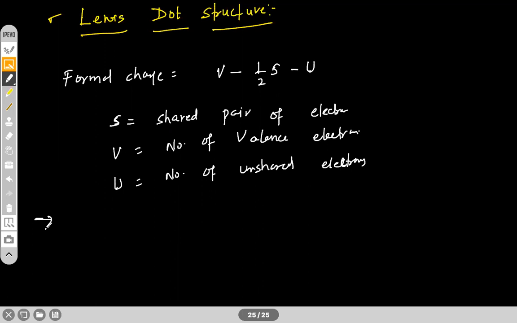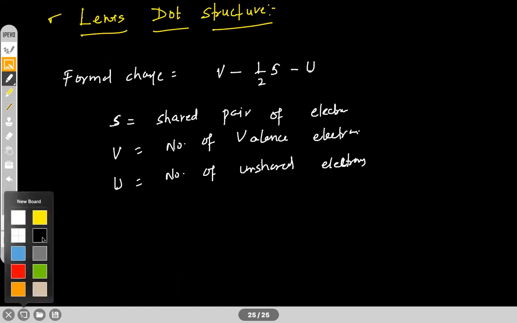With examples only, you will understand the rules that you have written. Suppose the first molecule I am taking is carbon tetrachloride, CCl4. We need to draw the Lewis dot structure of this. Okay? Lewis dot structure of this.